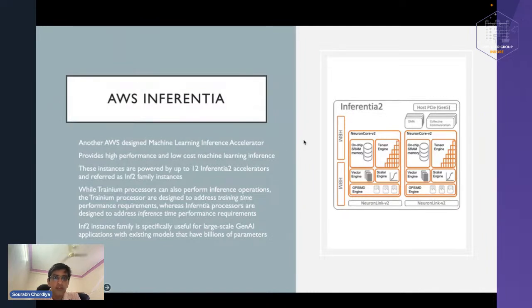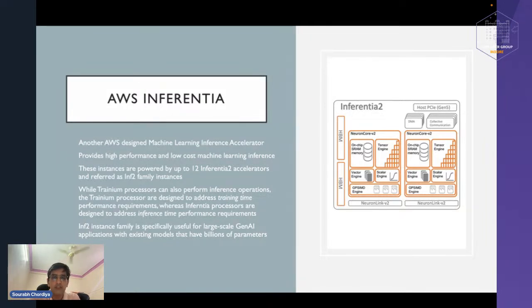They have 12 Inferentia 2 accelerators. Inferentia 2 is part of the INF2 family of accelerators that AWS developed. Again, similar to Trainium, there is a custom CPU, or if you want to call it a GPU, because it's an advanced form.